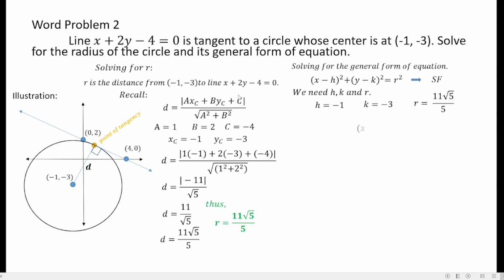So from here, just do algebra. Substitute to the standard form of the equation. So you have x plus 1, because you have minus and negative 1, so double negation, it becomes plus 1. Then you have y minus negative 3, so basically you have plus 3, because again, that's a double negation. Then substitute the value of r, which is this one. So you will come up with the quantity 11 square root of 5 all over 5, and then square.